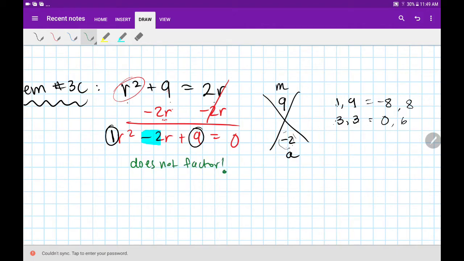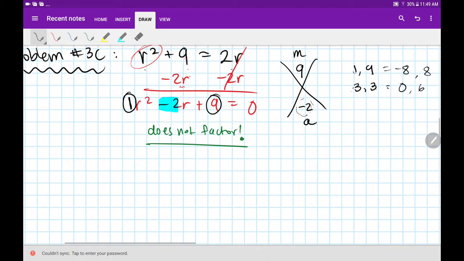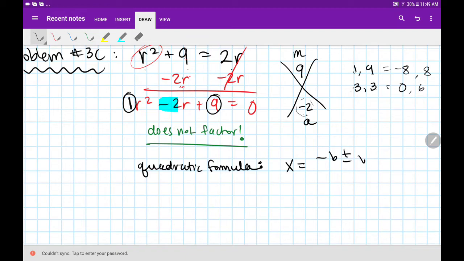It doesn't factor. We tried. Didn't work. So when we hit a wall like this, our go-to method, our final resort, is our quadratic formula. This is the time to bust out that formula. Remember, it's x equals, and it's always a good idea to rewrite it. Negative b plus or minus square root b squared minus 4ac all over 2a.